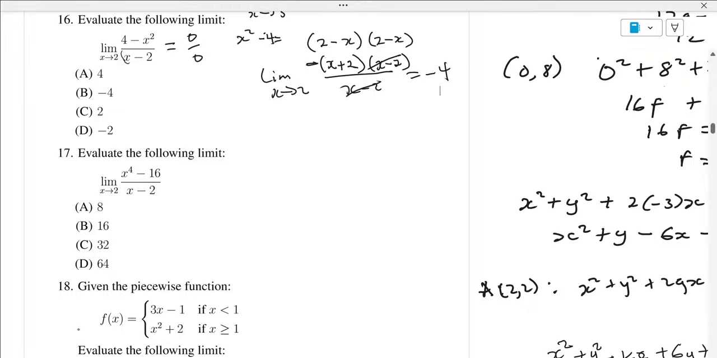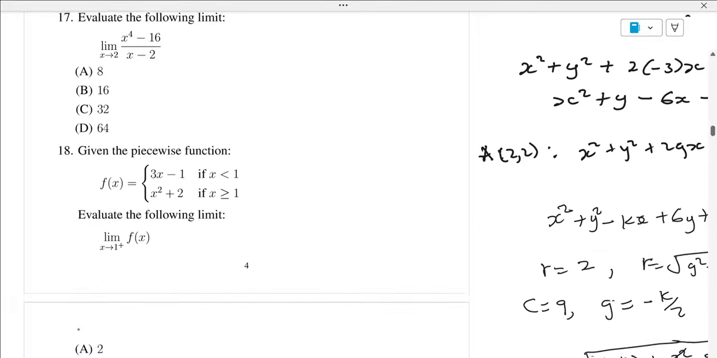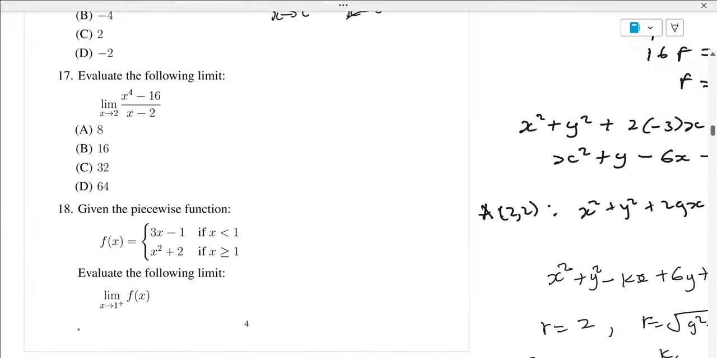So evaluate x to the power 4 minus 16 over x minus 2. So this one too, we can just use the same approach. So please evaluate that for me. Quick. Question 17. Evaluate that for me.